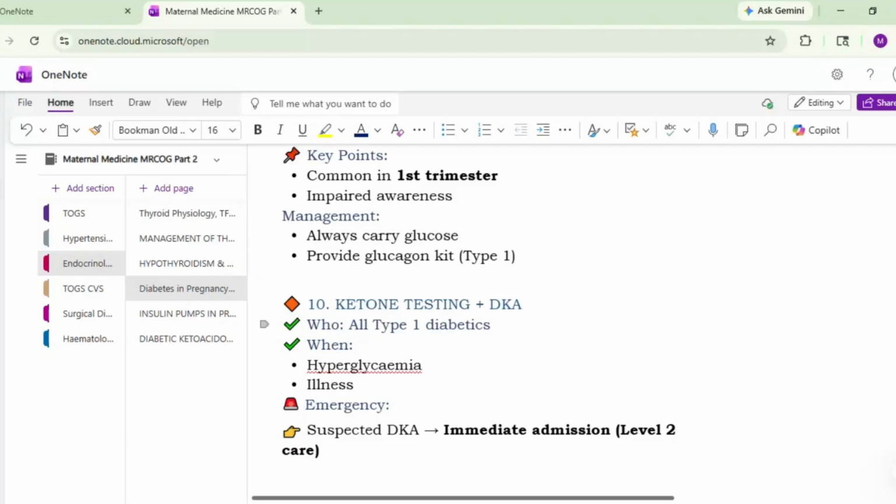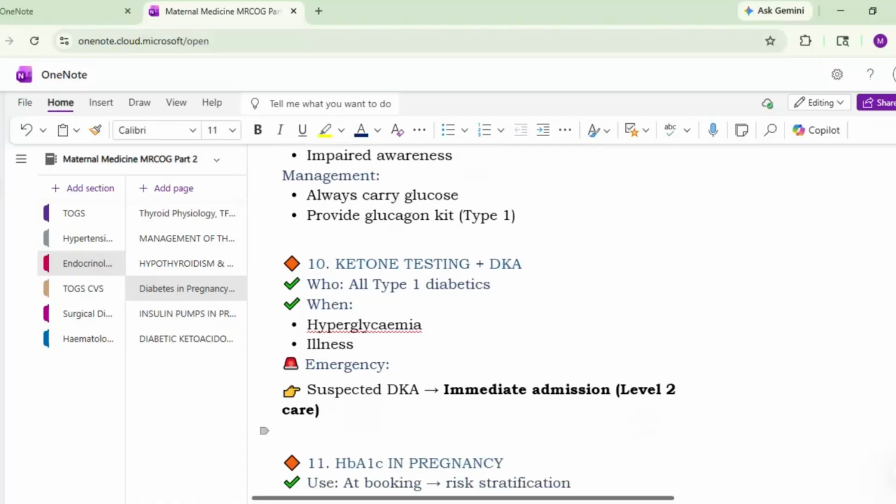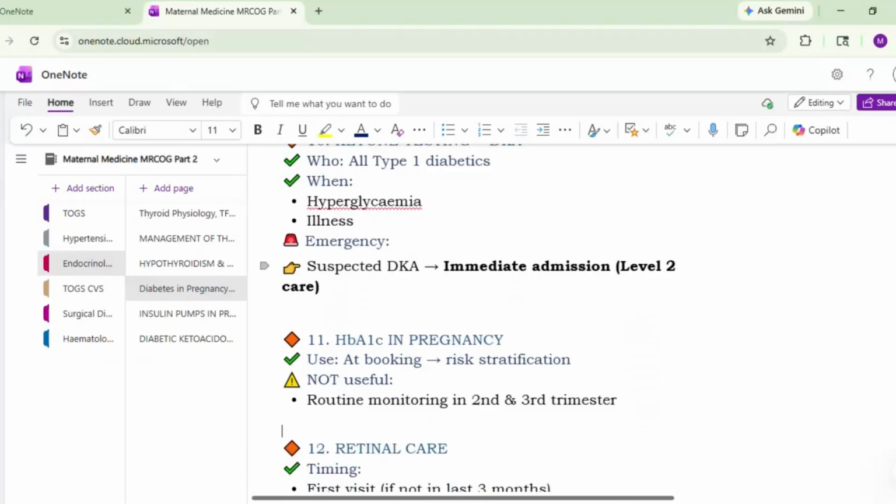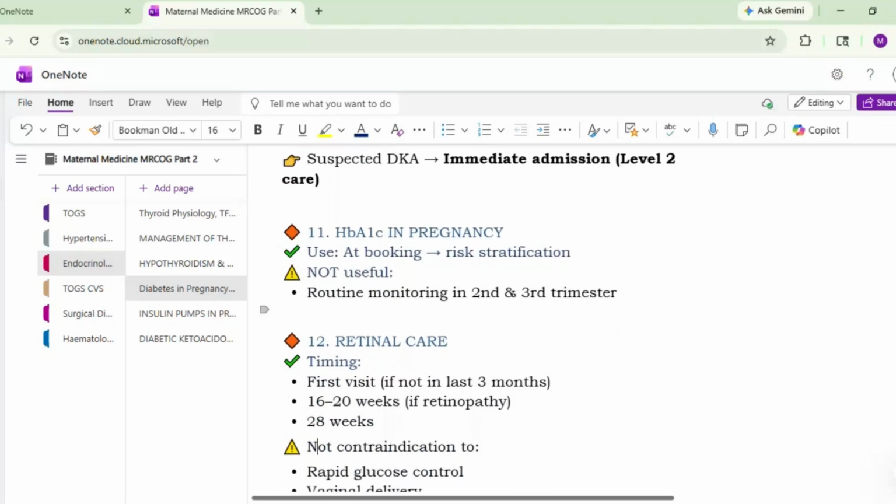We have to test for the ketonuria, and suspect diabetic ketoacidosis and immediate admission to the level 2 care. So whenever there is a suspicion of diabetic ketoacidosis, we will admit them to the level 2 care. Now, HbA1c in pregnancy.